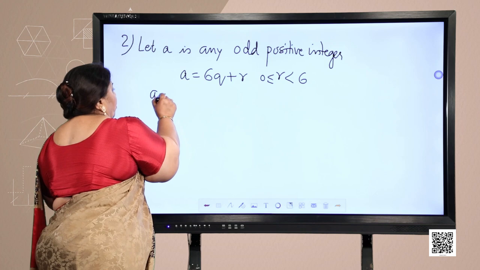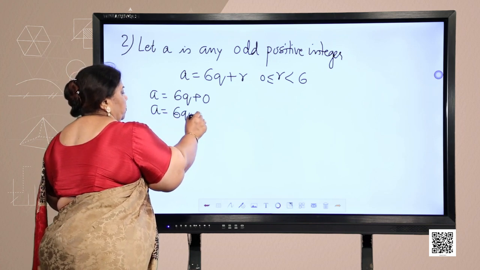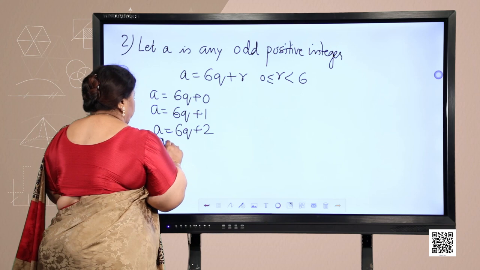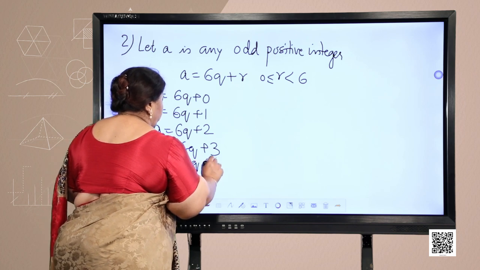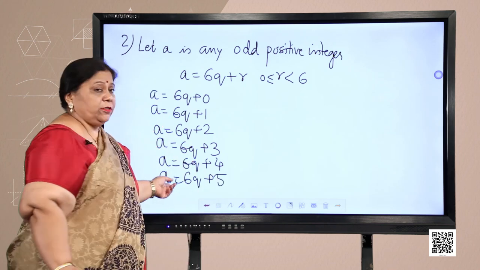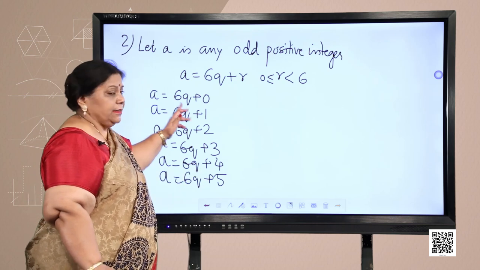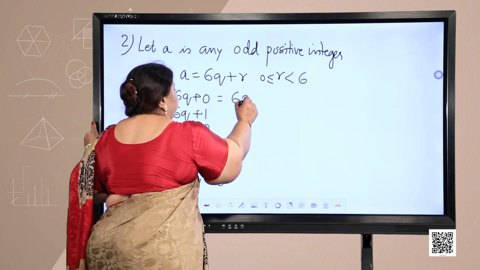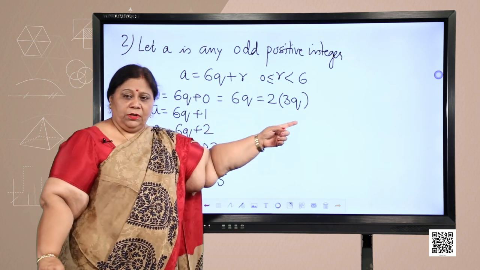A either can be of the form 6q plus 0, or a is equal to 6q plus 1, or a is equal to 6q plus 2, a is equal to 6q plus 3, and a is equal to 6q plus 4, or a is equal to 6q plus 5. I cannot take a is equal to 6q plus 6, obviously it will be divisible by 6. So these are the possible cases when I divide by 6. Let us look into the first case, a is equal to 6q plus 0. It is obviously 6q, which I can write down as 2 into 3q, which justifies that it is a multiple of 2. So it is even.